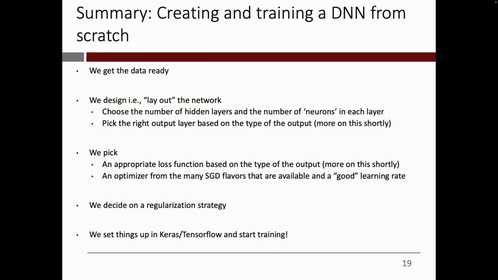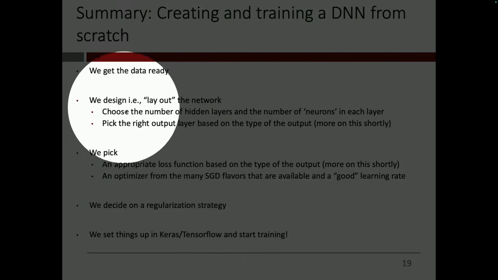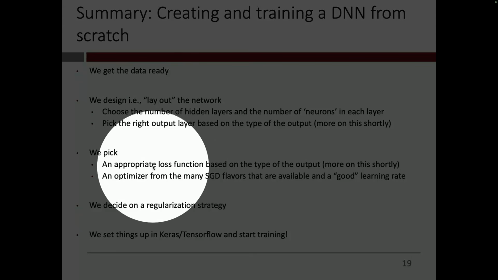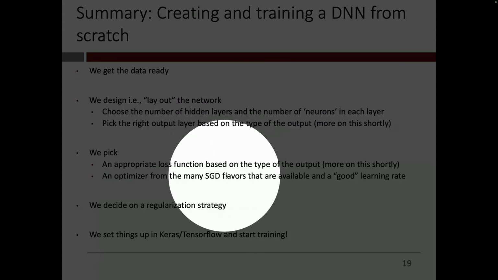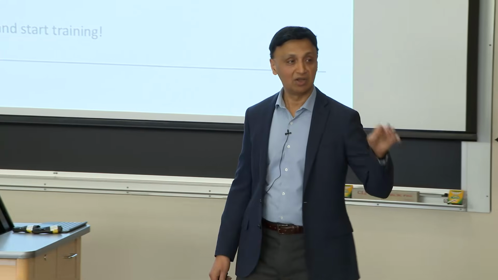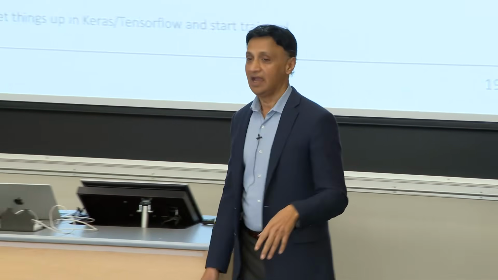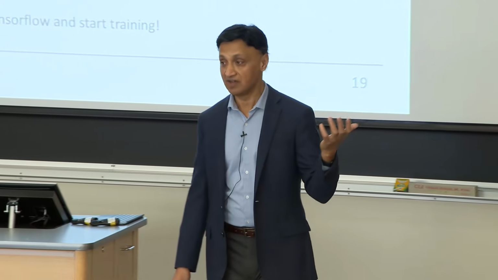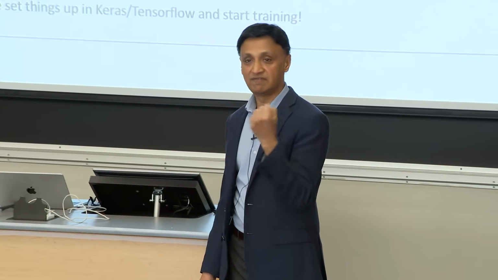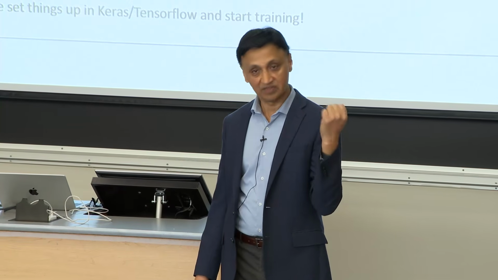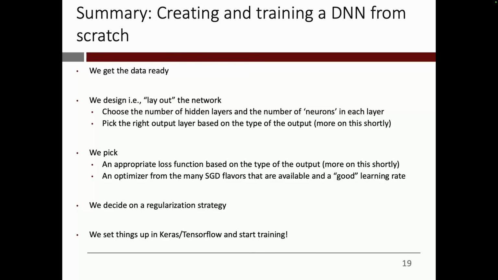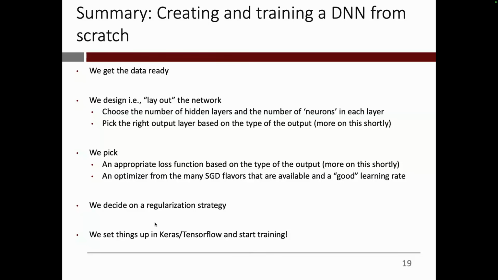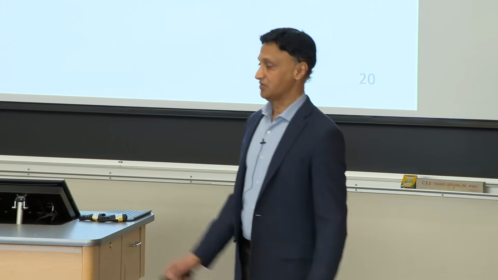So in summary, we get the data ready. We design the network: number of hidden layers, number of neurons, and so on. We pick the right output layer. We pick the right loss function. We choose an optimizer. As I mentioned earlier, SGD comes in lots of flavors, lots of variations on the theme. Empirically, for hidden layer neurons, we tend to use ReLU as the activation function. For optimization, we tend to use a flavor of SGD called Adam as the default because it's really good. So we'll use Adam, as you will see. We typically use either early stopping or dropout, and then we just fire it up and start training in Keras and TensorFlow. All right, so that is the training loop.